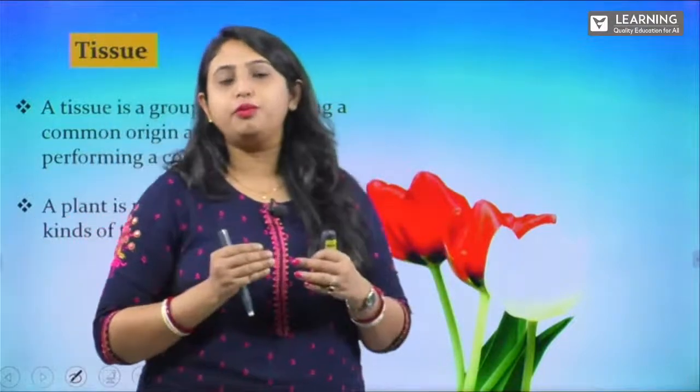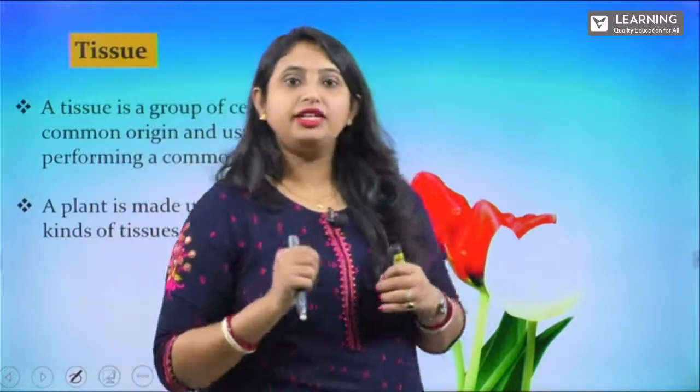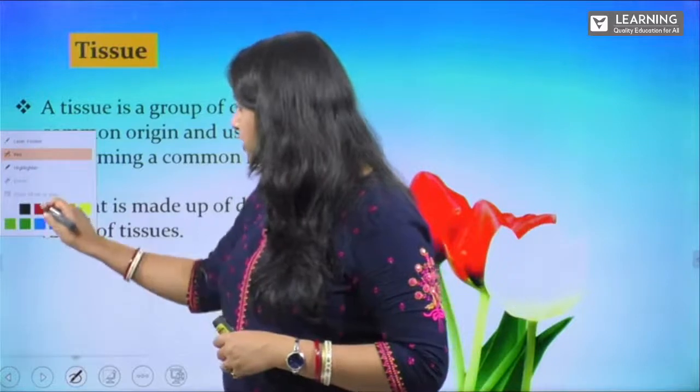Similarly in plants also, as we human beings are made up of cells, tissues, organs, plants are also made up of what? Made up of tissue. So let us understand the meaning of tissue. You can write it down. What is this tissue exactly?